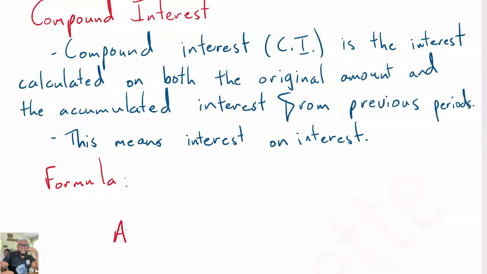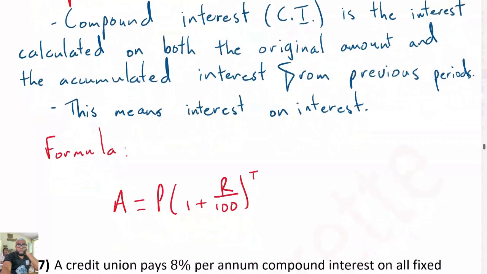A, which means the total amount, right, is going to be equal to P, which is your principal, by 1 plus R, which is your rate over 100, to the power of time. This gives you your total amount at the end of a given period, right?